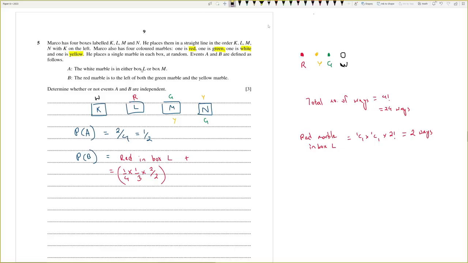Now, what about the second route? The green and yellow have to be on the right hand side of the red one. So why don't we place the red one over here? Red marble in box K. So how does this work?